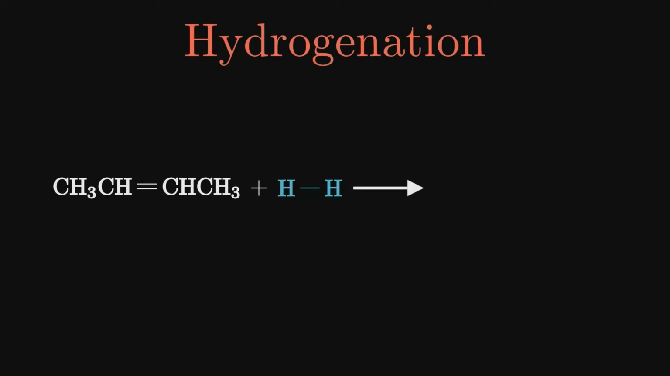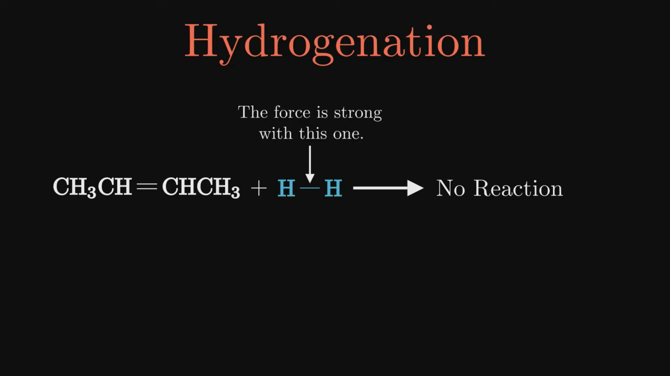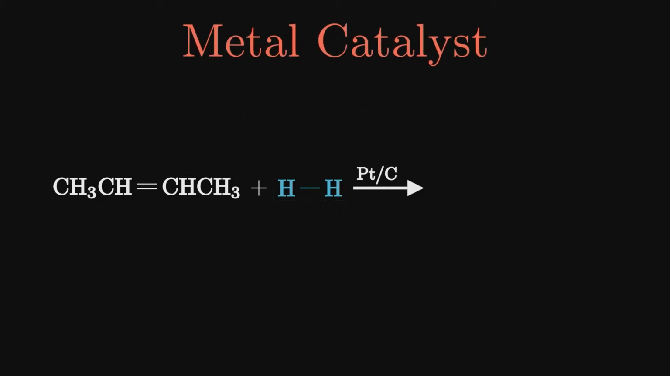When butene is in the presence of hydrogen, no, nothing is wrong with your screen. Nothing happens when an alkene is in the presence of hydrogen. If you've watched some prior videos, you know where I'm going with this. Because the bond between the two hydrogen atoms is strong, extremely high temperatures would be required, and without them, the molecule will not react when it encounters the alkene.